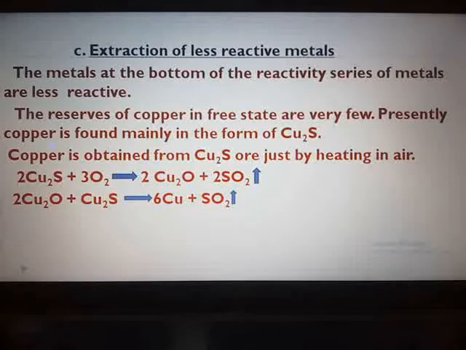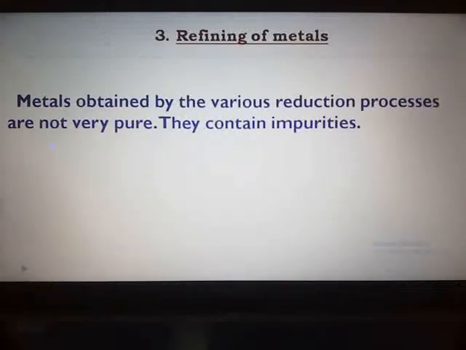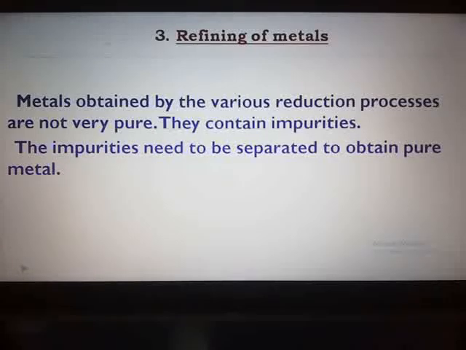Now the last stage of metallurgy is refining of metals. You have obtained the metals from the ore. You have extracted it properly. Now you have to get the metal in the pure form. So here refining is the step. Metals which are obtained by the various reduction processes are not very pure, and they contain some amount of impurities, and these impurities need to be separated to obtain the pure metal.